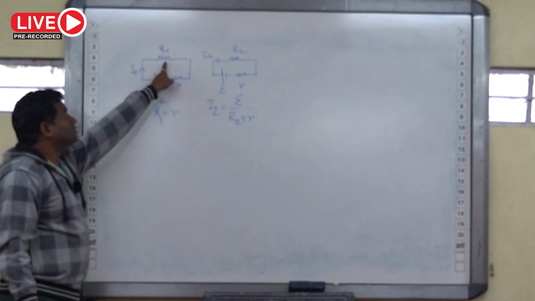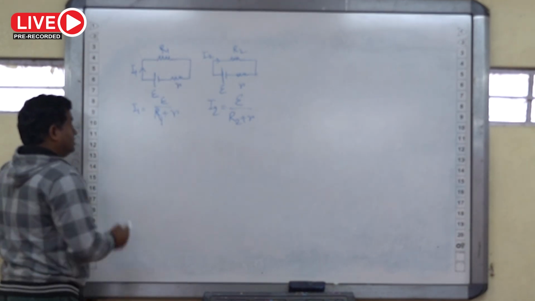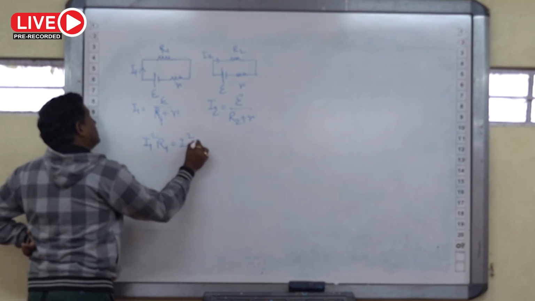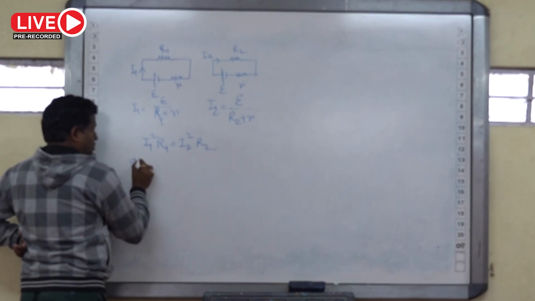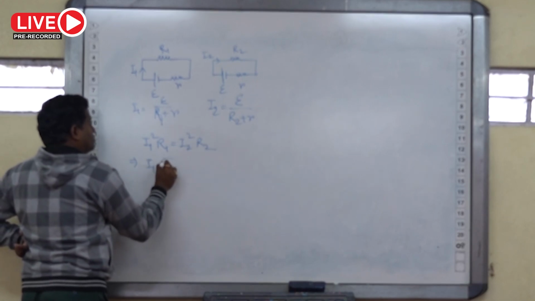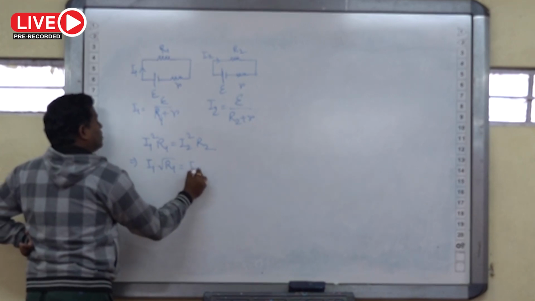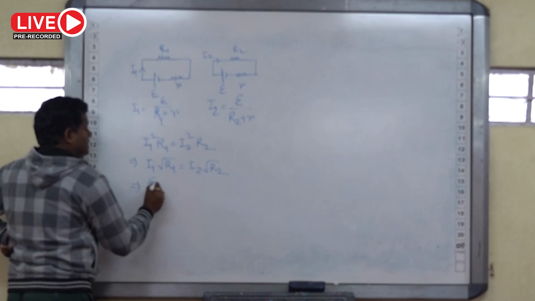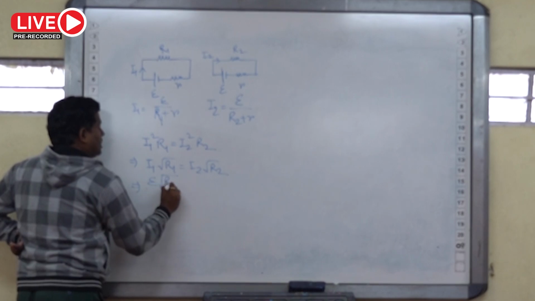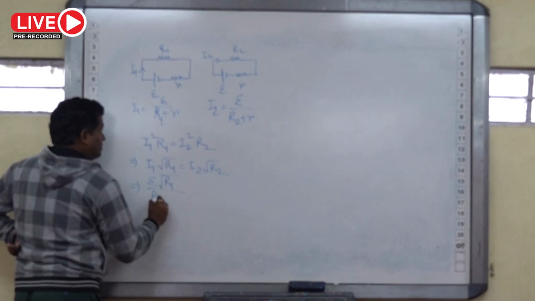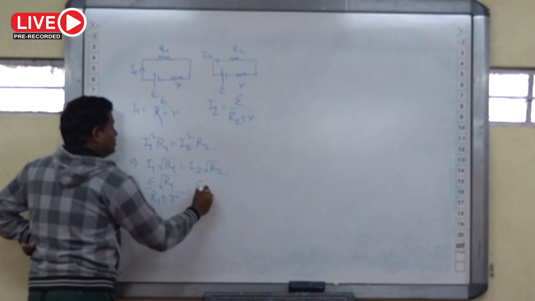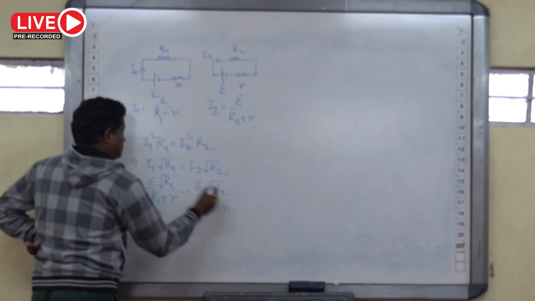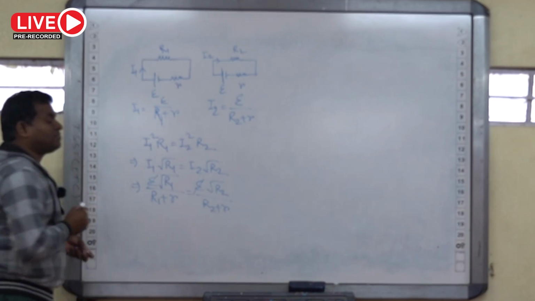Then the power developed across the external resistances is equal, meaning I1 square R1 equals I2 square R2. Take square root: I1 root R1 equals I2 root R2. Then substitute: E root R1 divided by R1 plus r equals E root R2 by R2 plus r. Then simplify and find small r.